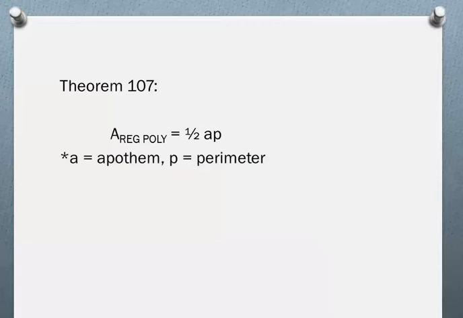We'll have one more theorem for this lesson, and that's Theorem 107, which tells us the formula for a regular polygon. You can find the area by taking half times A times P, where A is the apothem and P is going to be the perimeter.